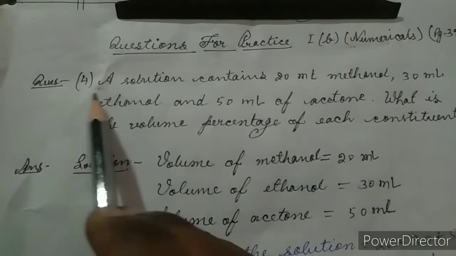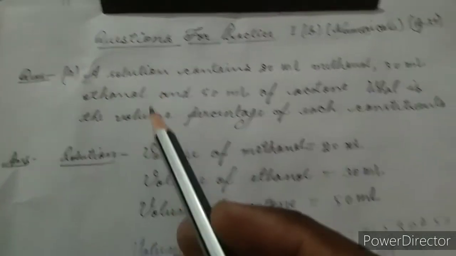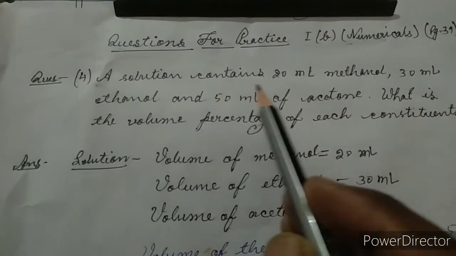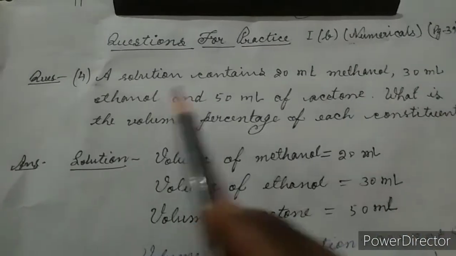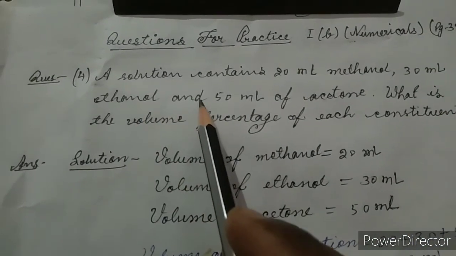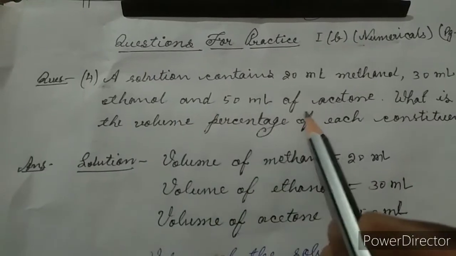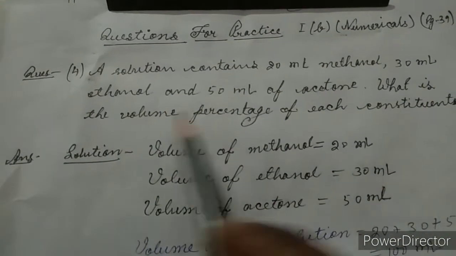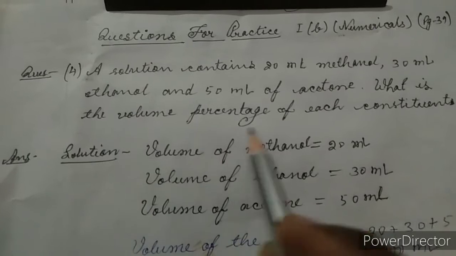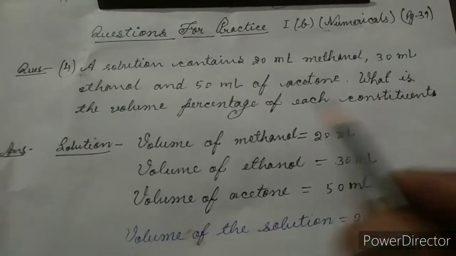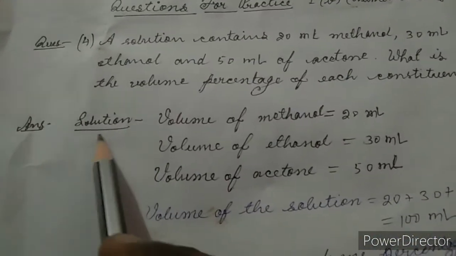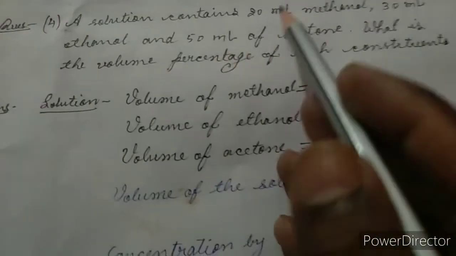The fourth question is a numerical: a solution contains 20 ml methanol, 30 ml ethanol and 50 ml of acetone. What is the volume percentage of each constituent? So what will be the solution? Here we will write the solution, and after that everything will be written.